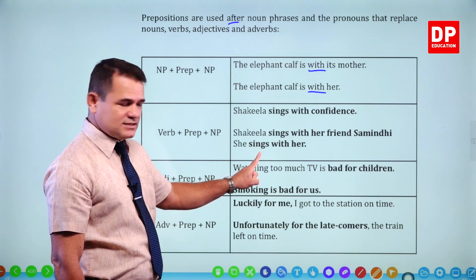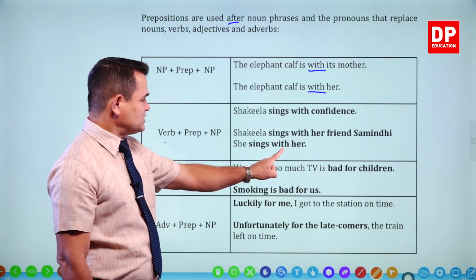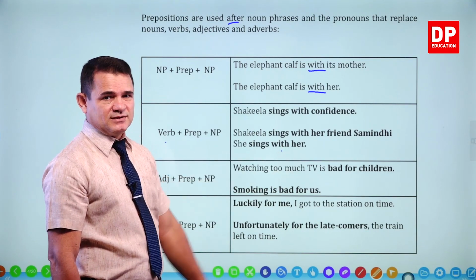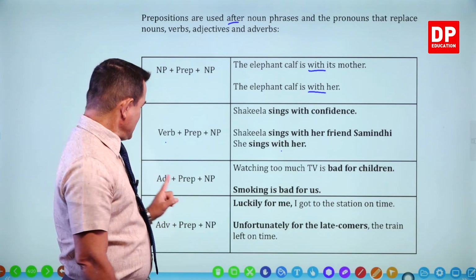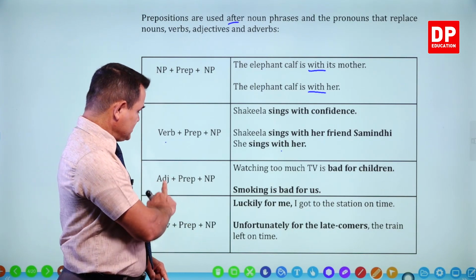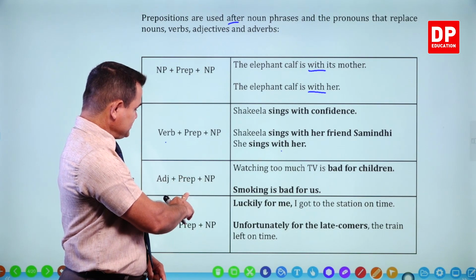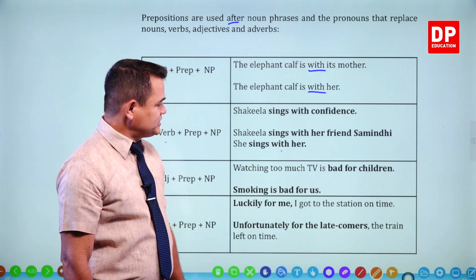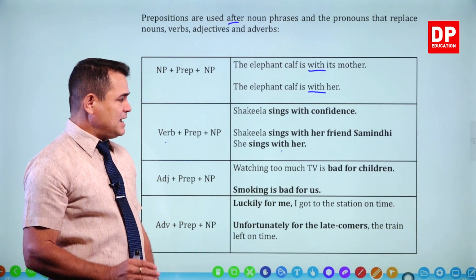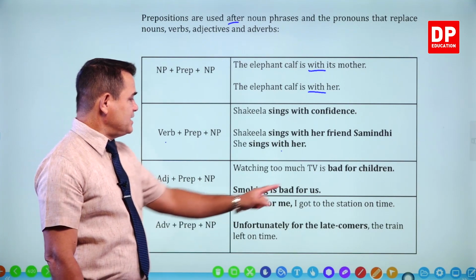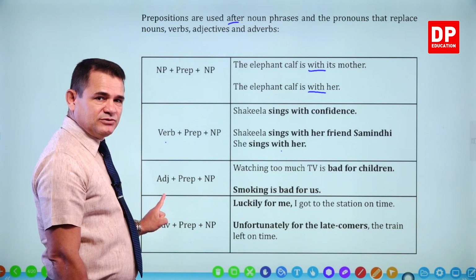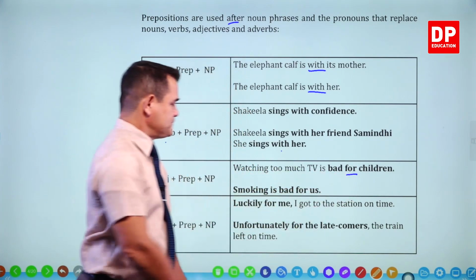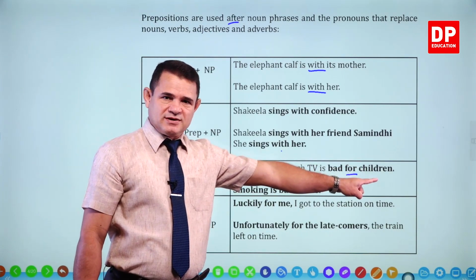She sings is the verb, preposition with, and noun phrase, no, here it is a pronoun, her. And or else it can be adjective, preposition, and noun phrase. Now look at this. Watching too much TV is bad for children. Bad is the adjective, preposition is for, noun phrase, children.